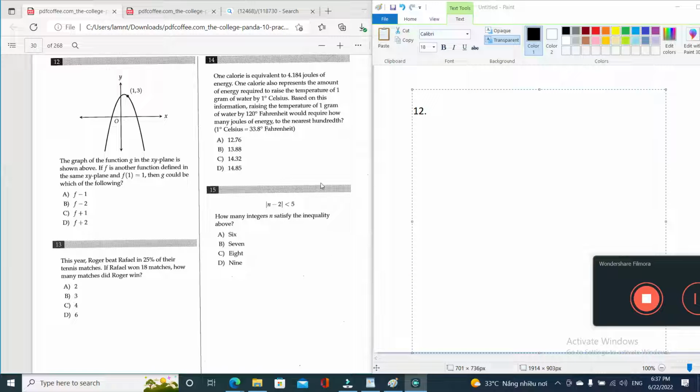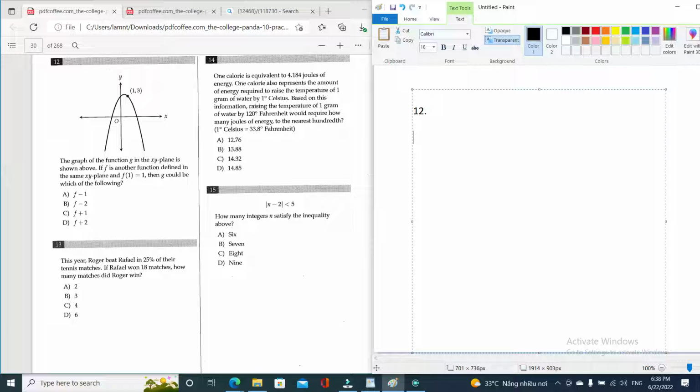Okay, number 12. We have a parabola here. The graph of the function g. F is the function in the xy plane, and f of 1 is 1.